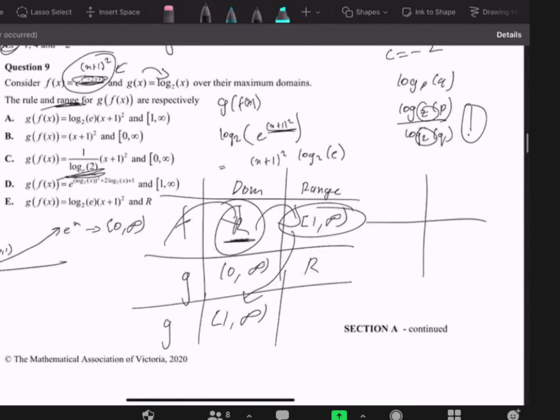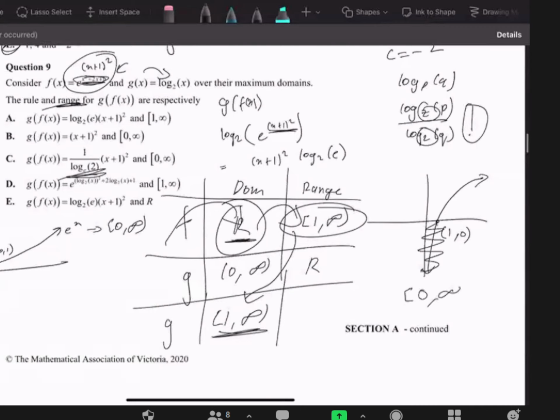So to figure out the range of g now, you would take your normal log function here. So this would be (1, 0). So you can see that since the range is (1, 0), we wouldn't have this part. So the domain of this graph is now 0 to infinity. So that means we can get rid of options A, D, and E.